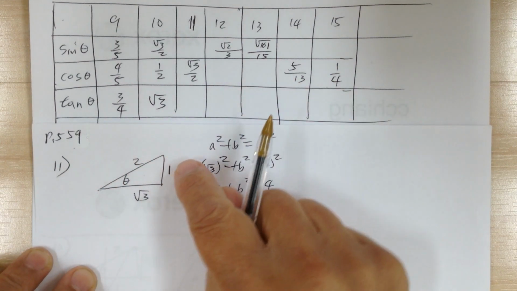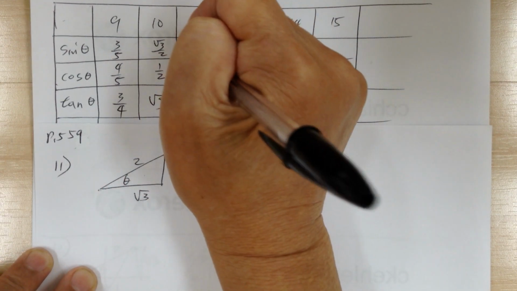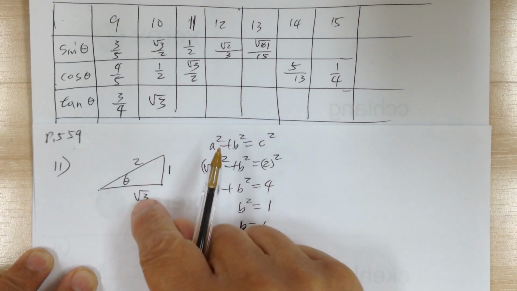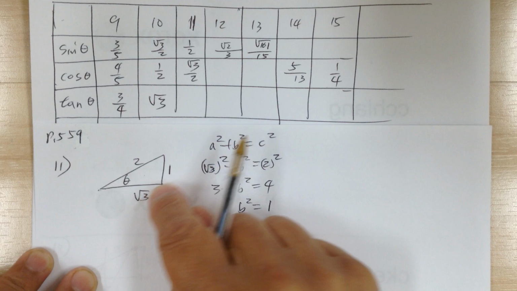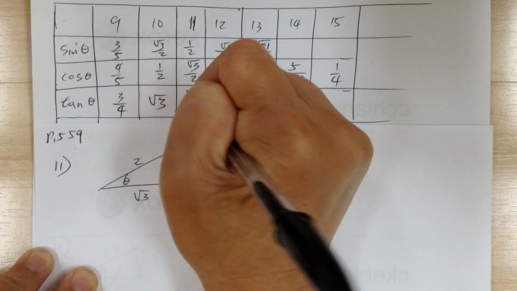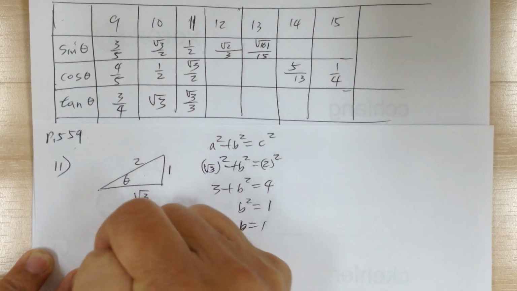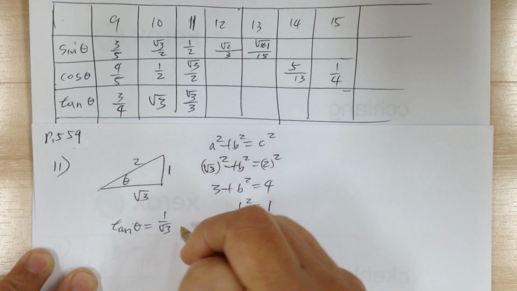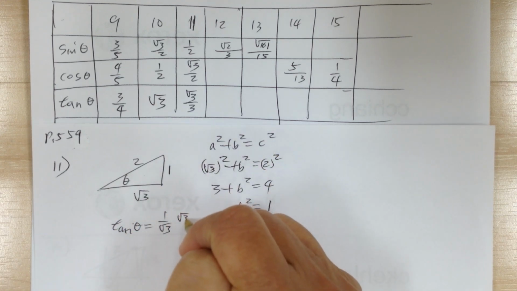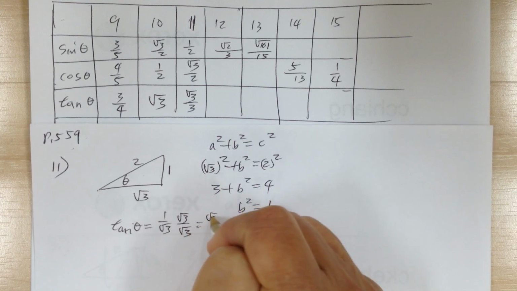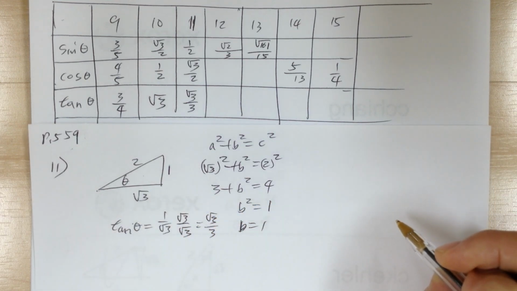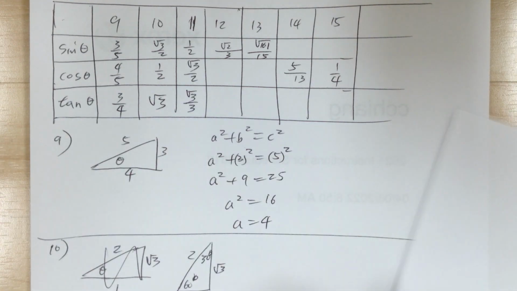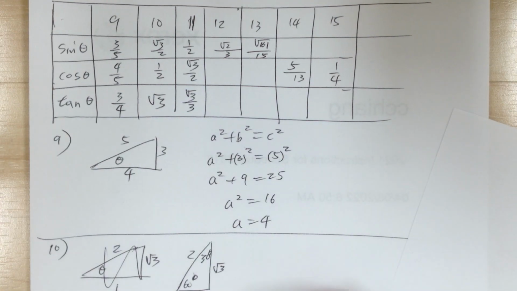Okay, so from here, sine is opposite over hypotenuse, so it will be 1 over 2. Tangent is opposite over adjacent, so 1 over square root of 3, and you simplify that, you're going to get square root of 3 over 3. Again, tangent theta equal to 1 over square root of 3, and then you times by square root of 3 over square root of 3, so equal to square root of 3 over 3. Okay. Let's go to number 12.